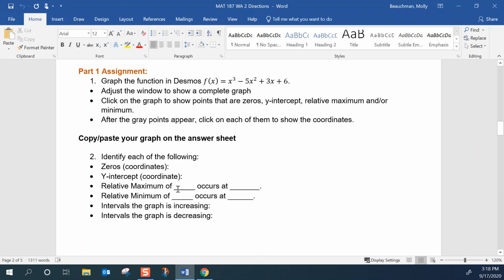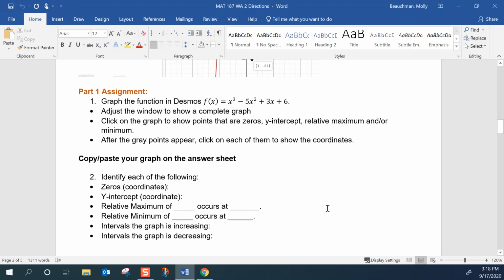Relative maximum of the y-coordinate occurs at what x-coordinate? The relative minimum of y-coordinate occurs at what x-coordinate? And then the intervals where the graph is increasing and decreasing.